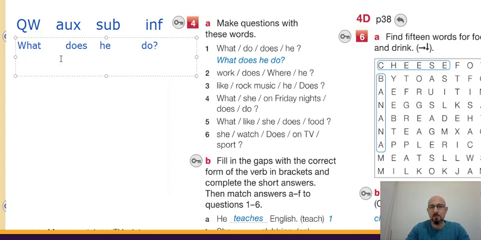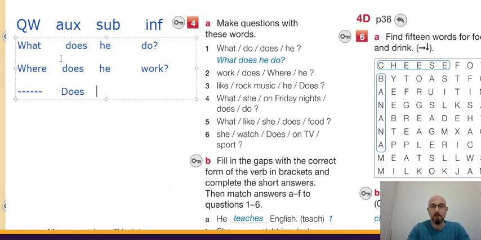Okay, let's do number two. We say, work does where he? Again, the question word where, the auxiliary does, and he, then the infinitive would be work. Okay, number three, like rock music, he does. Where is the question word? We don't have a question word here, so we just skip and start from the auxiliary. So we say, does he. Okay, what's the verb here? Like, after that, rock music.